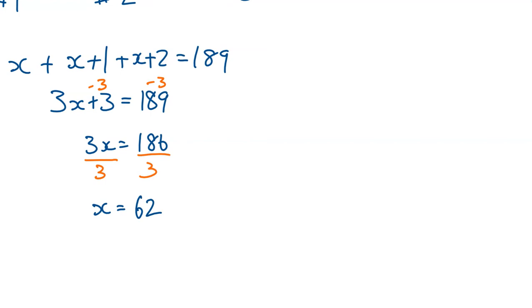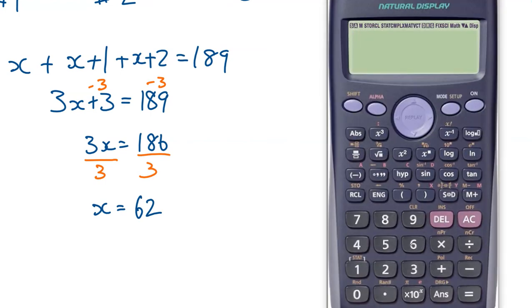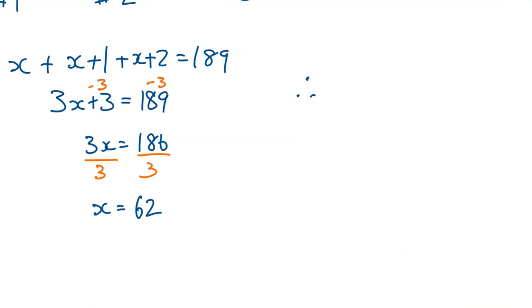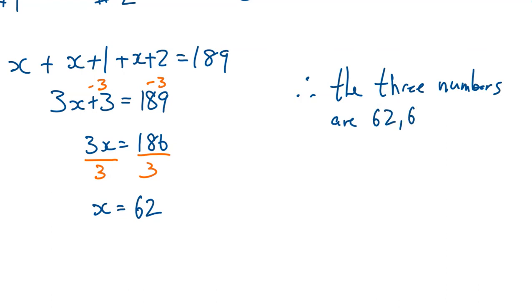So 3 consecutive numbers. Let's take a look. 62 plus 63 plus 64. 3 consecutive numbers. Well, look at that, 189. Right? So it worked. So again, you can check your answer by just thinking about it. So the 3 numbers are 62, 63, and 64.